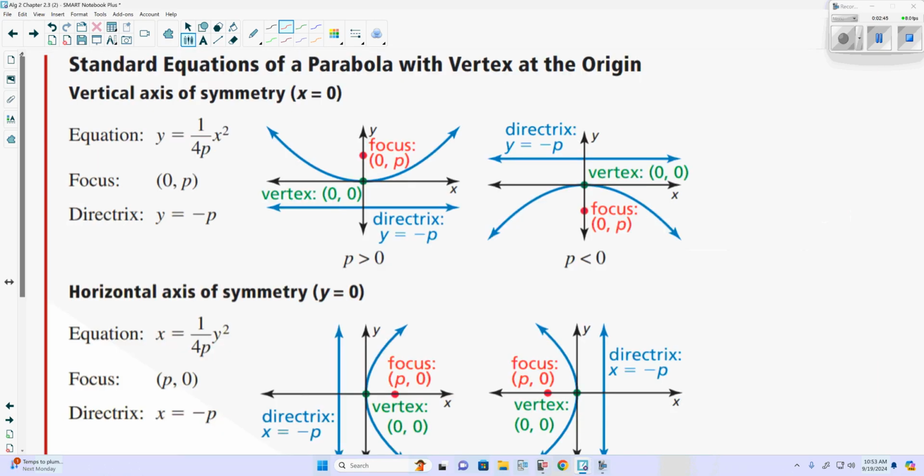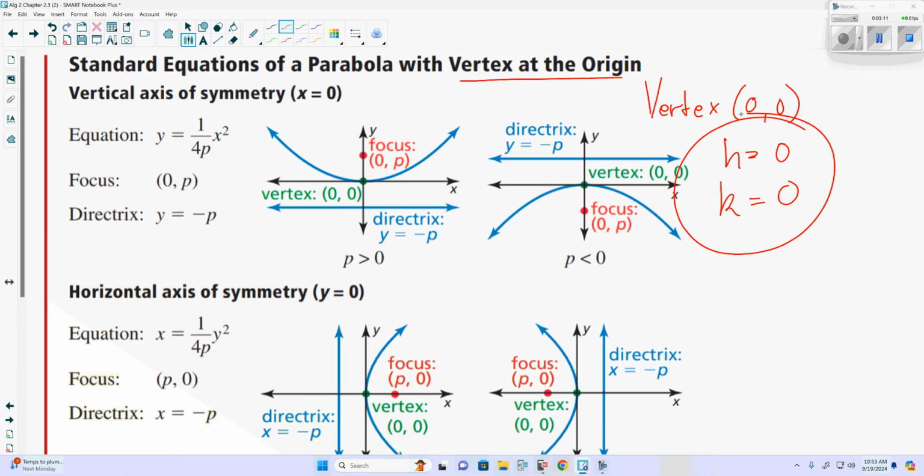Now, these here, standard form of equation of a parabola, we have this. But the only difference between this and what we've done the rest of this week is that the vertex is at the origin. Our vertex is the point 0, 0, which means our values of h and k are both 0. That means nothing about what we're doing today is any different from what we've been doing this week. It's just that h and k are both 0. That's the only difference.